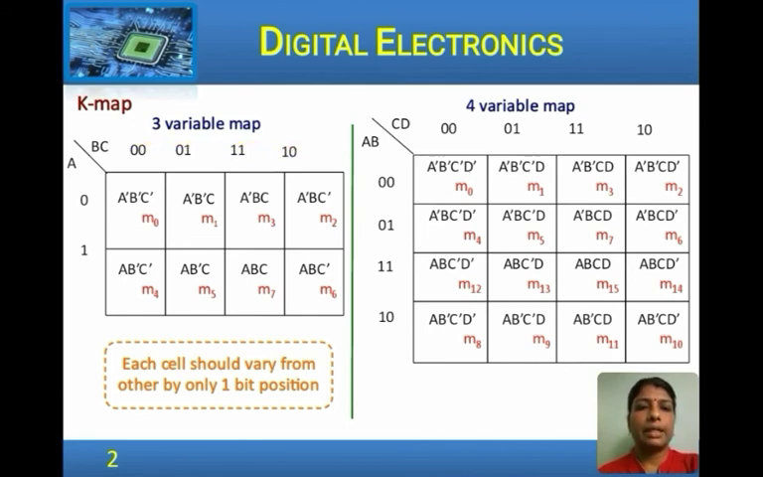So, A, B, C, the combinations for A 0 and BC 00, which is given by M0, A 0 and B 0 and C 1, that is represented as A dash B dash C, that is equivalent to decimal 1, M1, and 011, that is A dash BC, by M3, and 010, by A dash B C dash, M2.